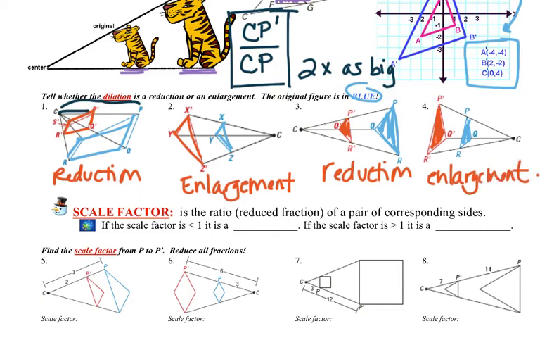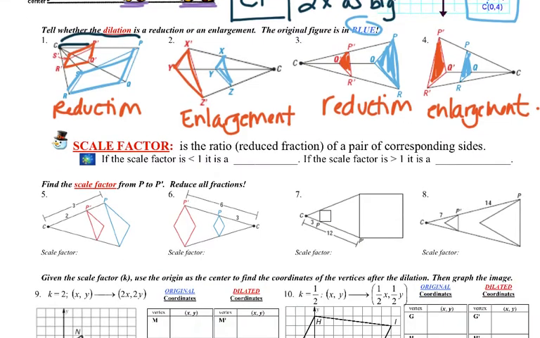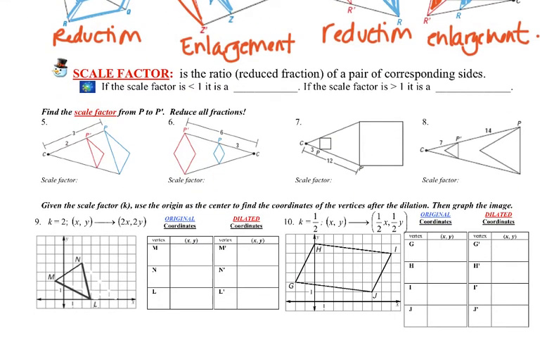So now we're going to get to that idea of how much did it reduce? How much did it enlarge? Where you're going to look at what's called the scale factor. Scale factor is the reduced ratio of a pair of corresponding sides. If it's less than 1, it's a reduction. And if it's bigger than 1, it's an enlargement.